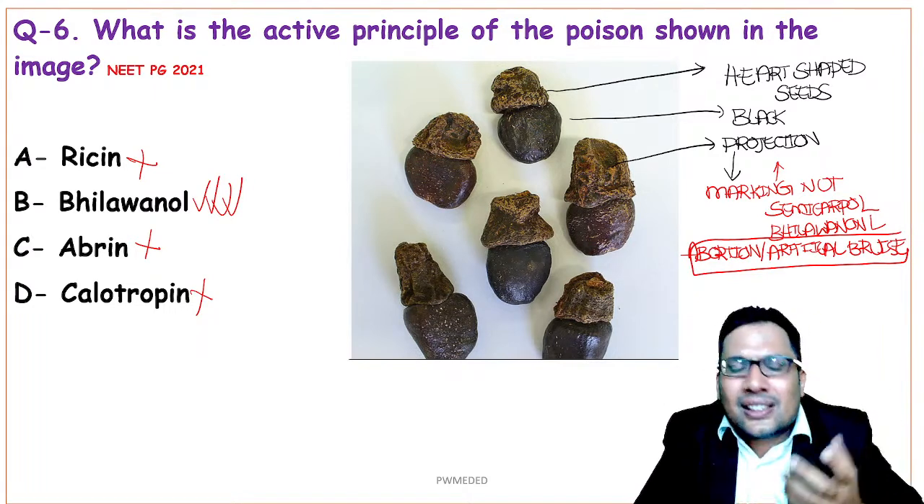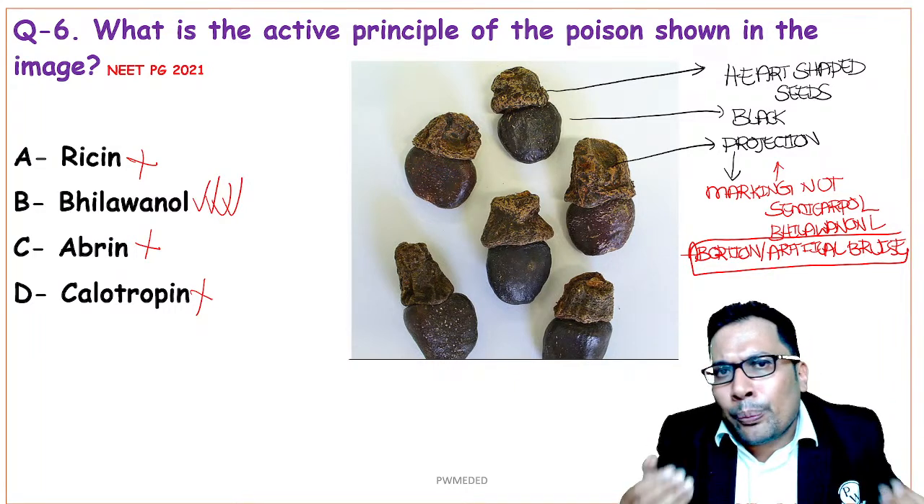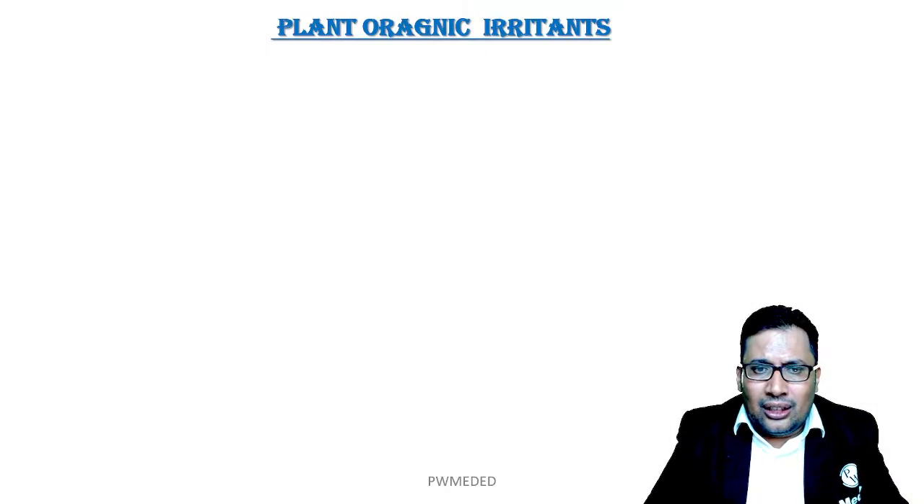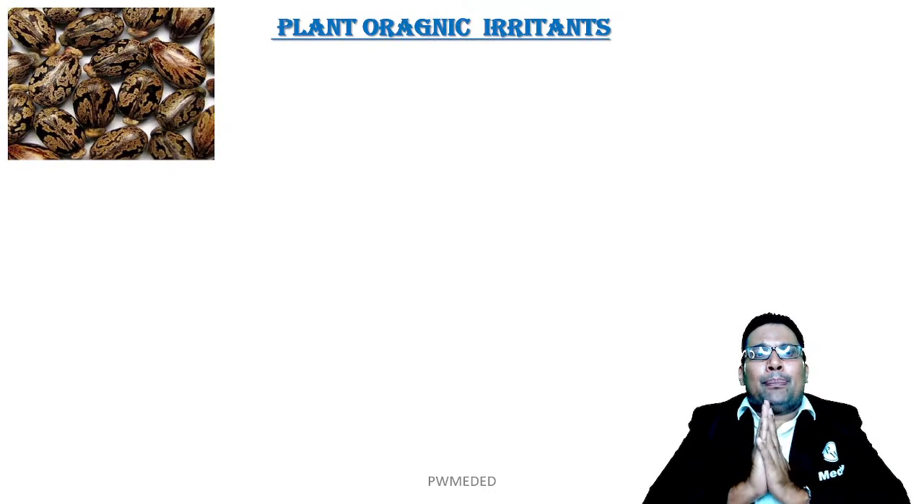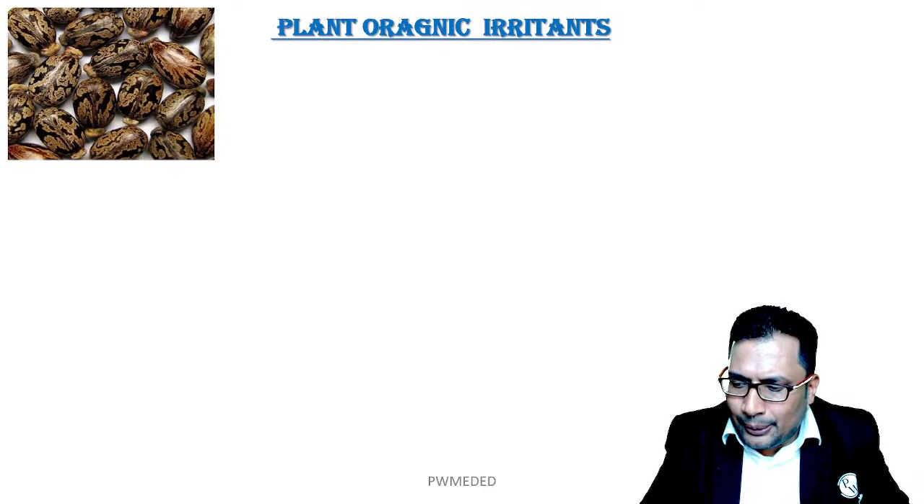Ricin is present in Ricinus communis. Abrin is present in the rati seeds. Calotropin is present in the madar juice. All these MCQs can be asked. Now again, some important pictures are there. You need to identify the picture. So all of you identify this picture now.